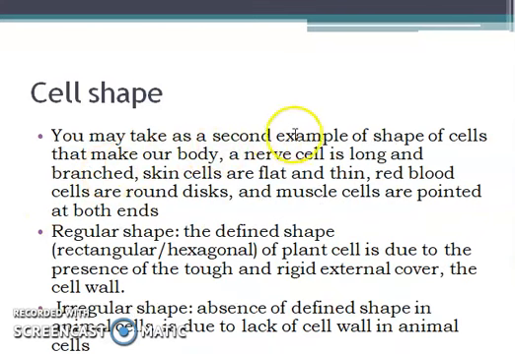You may take as a second example of shapes of cell that make our body. A nerve cell is long, branched, skin cell እንዳየነው flat ነው, red blood cell round ናቸው, muscle cell ምንላቸው ደግሞ they're pointed at both ends. እና እነዚህ even within ourselves we have different type of cell ማለት ነው with different shapes.